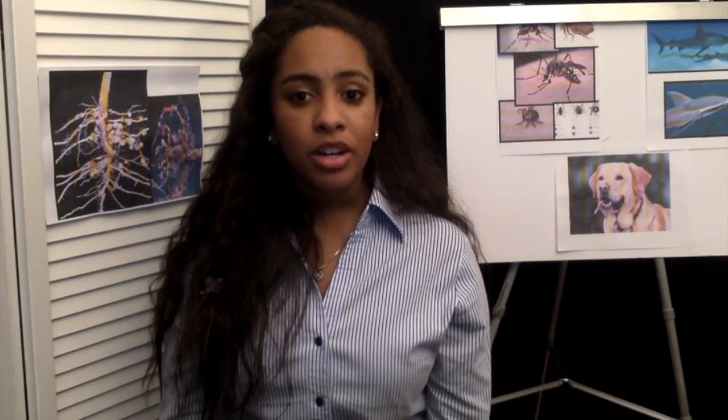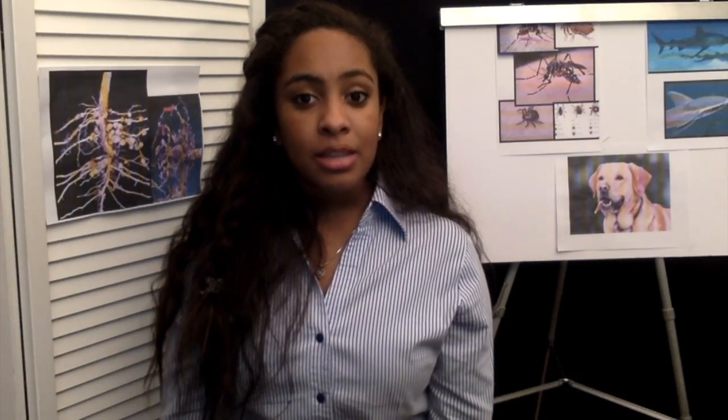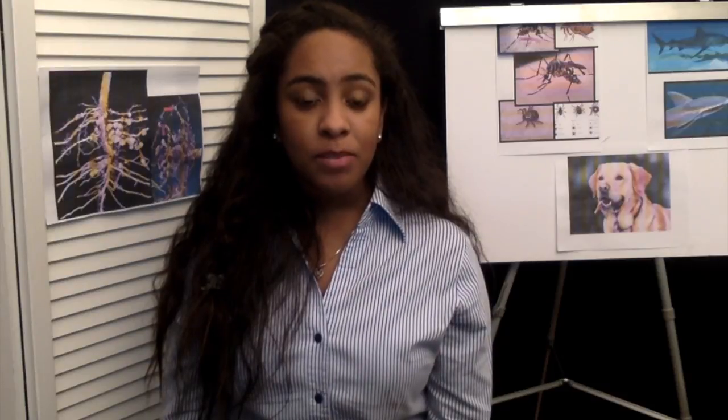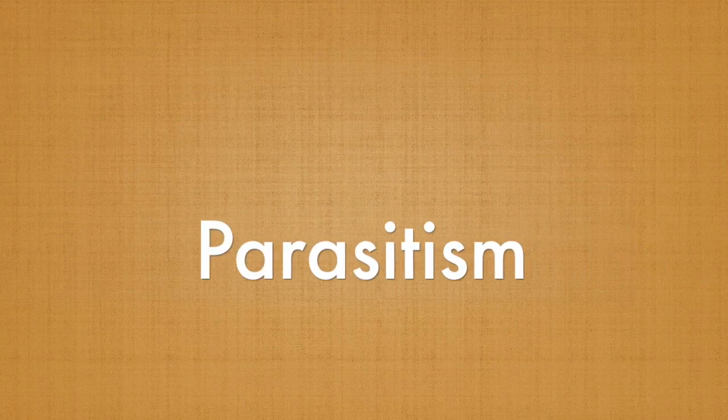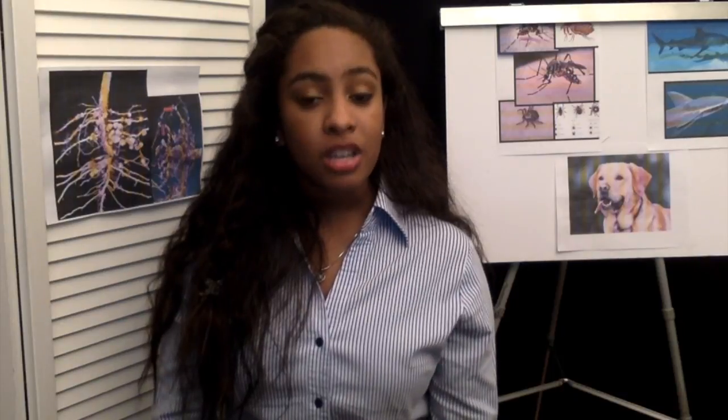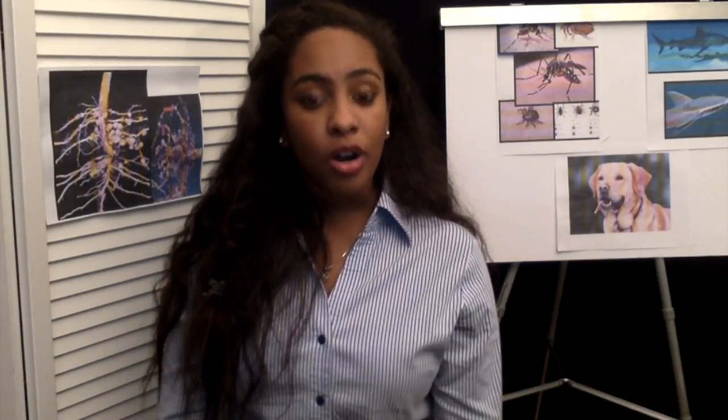In conclusion, organisms interact with one another in many different ways. Symbiosis is the relationship between two different organisms in the same environment. To recap, the three types of symbiotic relationships are parasitism, where one party is benefited and the other is harmed.